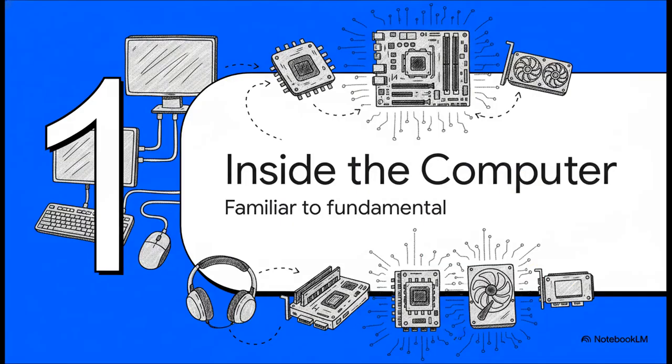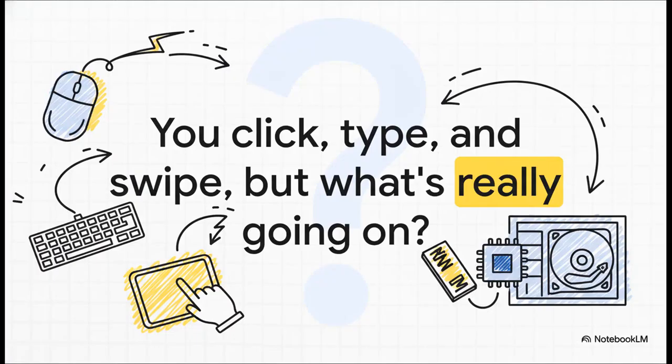Let's go. Okay, section 1, inside the computer. We're going to start with the stuff you see every day, and then peel back the layers to get to the really cool stuff happening inside. Seriously, think about it. You click, you type, you swipe all day long without a second thought. But that one single mouse click kicks off this incredible chain reaction, happening at speeds that are almost impossible to imagine. And that's exactly what we're going to break down right now.